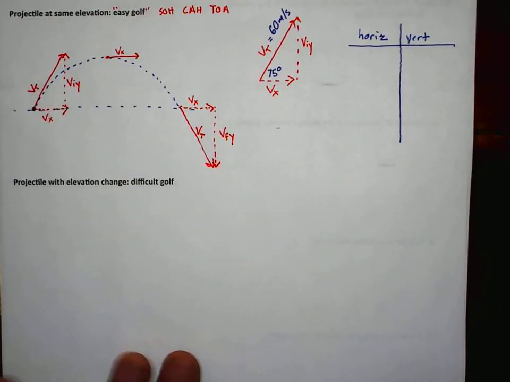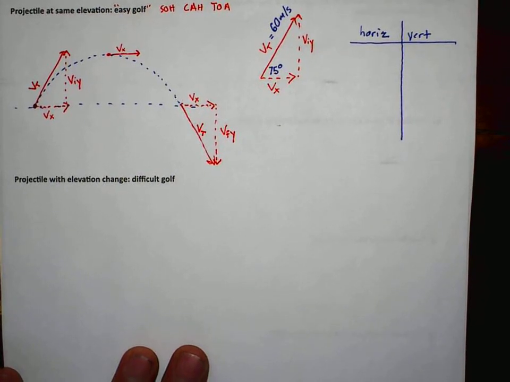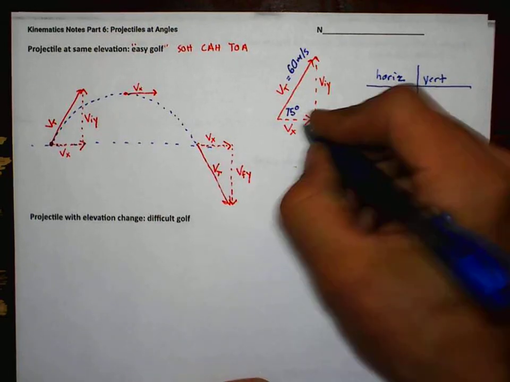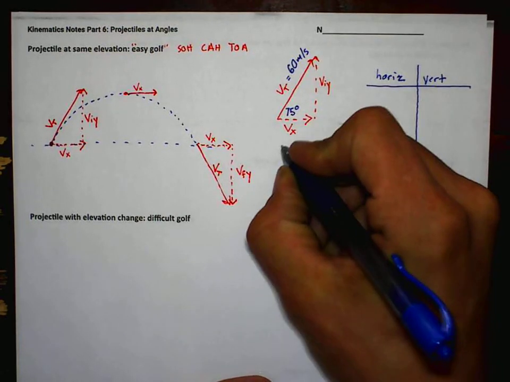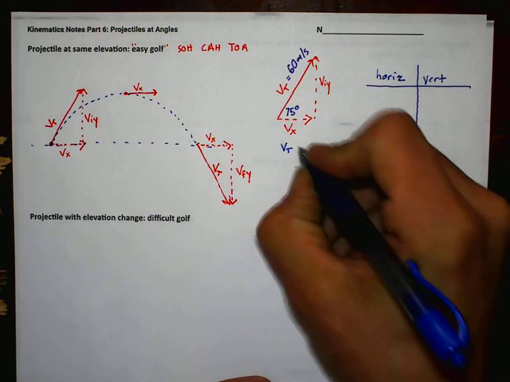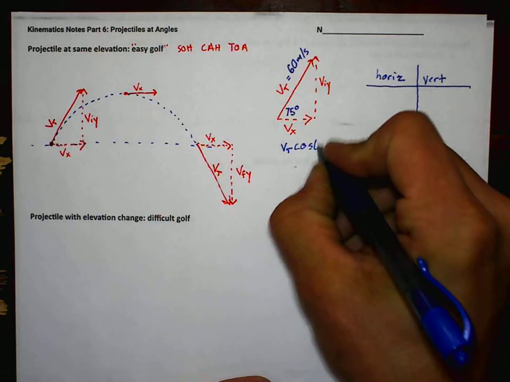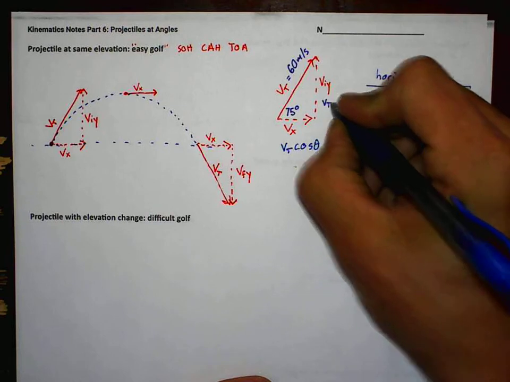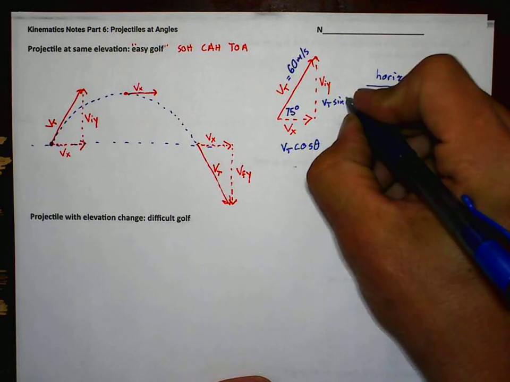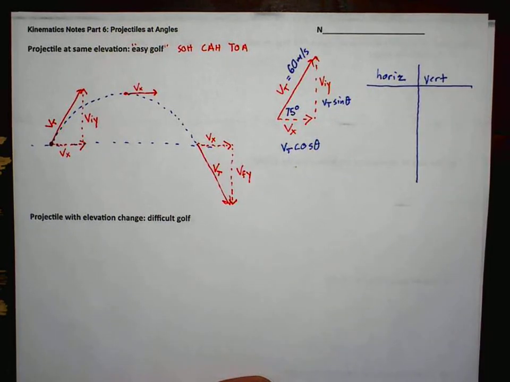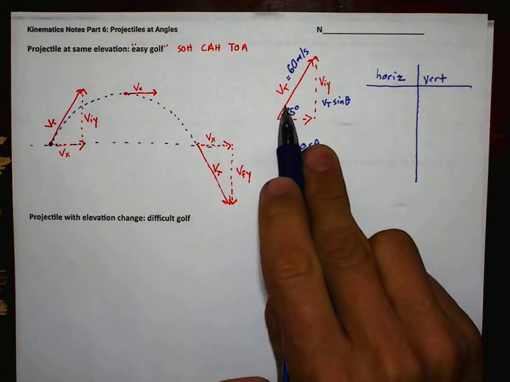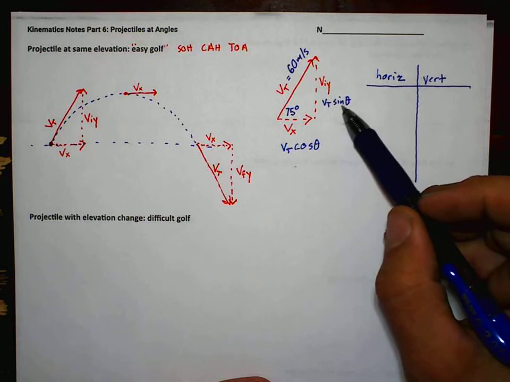For x, all I'm going to do is V total cos theta. And for y, all I'm going to do is V total sine theta. How I knew to use cosine: it is the adjacent side to the angle. Sine, it's the opposite side to the angle.